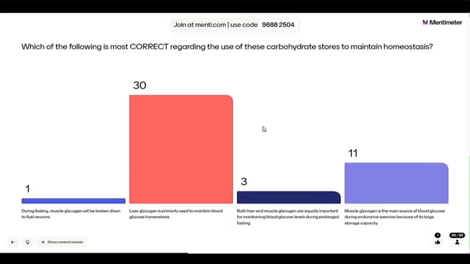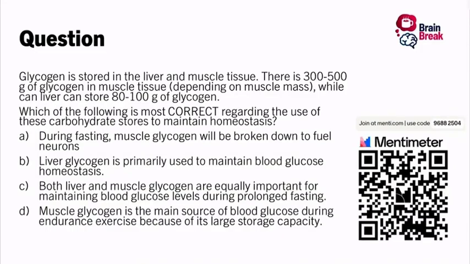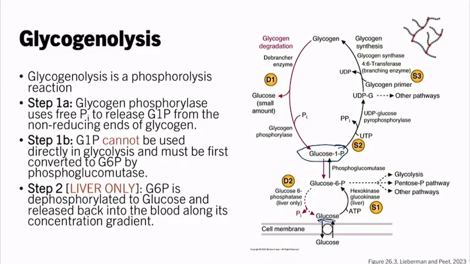Survey says majority going with B. Liver glycogen is primarily used to maintain blood glucose levels. There's also a proportion going with C or D, thinking about the importance of muscle glycogen potentially maintaining blood glucose levels. The correct response here is B, and it all comes down to that ability of the liver to release glucose back into the bloodstream. That enzyme, glucose 6-phosphatase, is a unique enzyme within the liver.